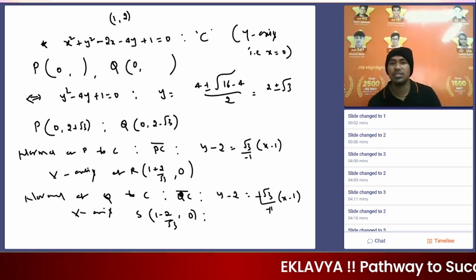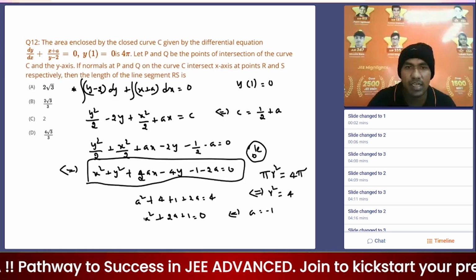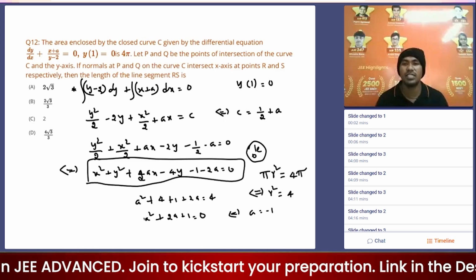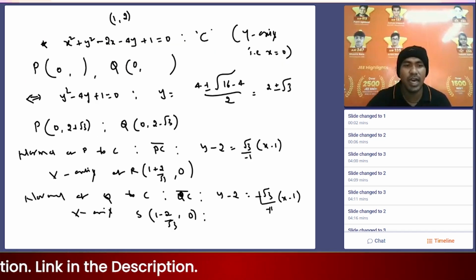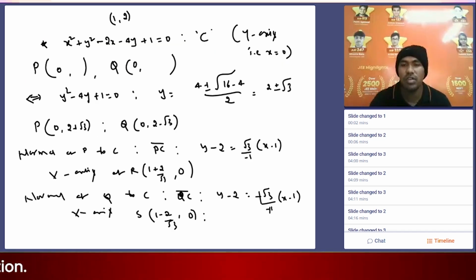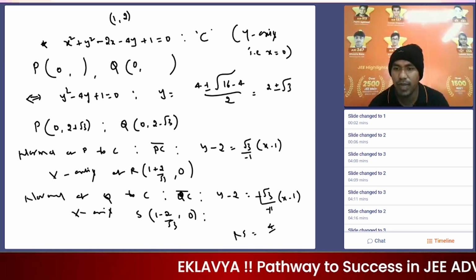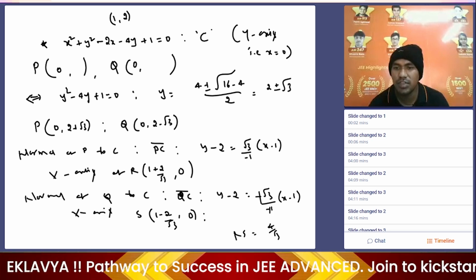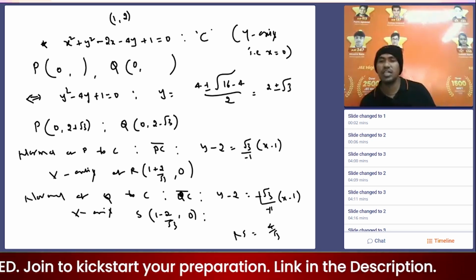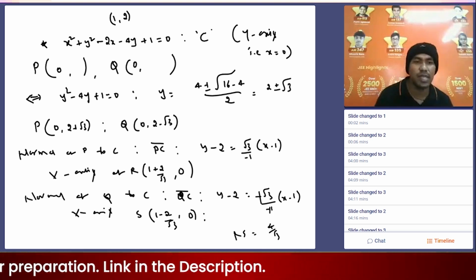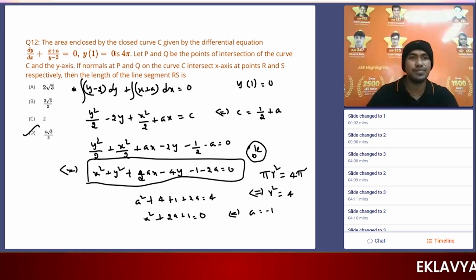Now RS, the length of the line segment RS, they are asking, right? The RS value will become 4 by root 3, because we found the R point and the S point also. So RS equals 4 by root 3. In the options, if you see, they given 4 root 3 by 3. So by multiplying and dividing with root 3, you will get 4 root 3 by 3. So the answer is going to be option D, 4 root 3 by 3.